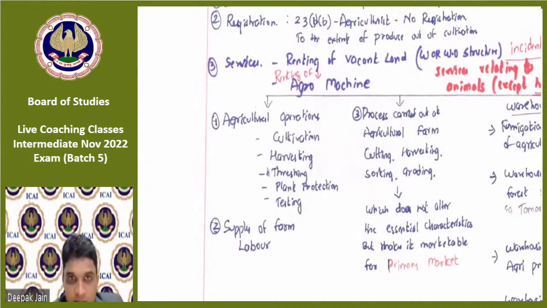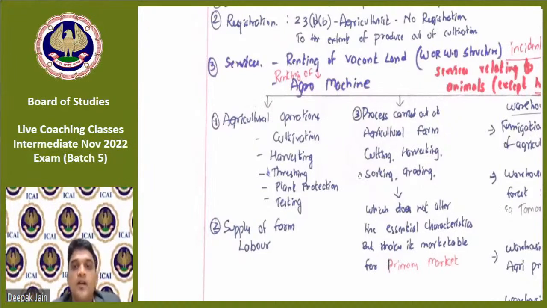Then supply of farm labor हमने बताया था. Supply of farm labor की जो एग्रीकल्चरिस्ट है उसको फार्म लेबर की कमी पड़ गई है, तो वो एक ऐसे आदमी के पास जाता है जो फार्म लेबर सप्लाई करता है. दैट पर्सन प्रोवाइड्स फार्म लेबर सर्विसेज. तो दीज फार्म लेबर व्हाट दे डू द कल्टीवेशन ऑन बिहाफ ऑफ द फार्मर. सो दैट सर्विसेज इज आल्सो एग्जेम्प्टेड.